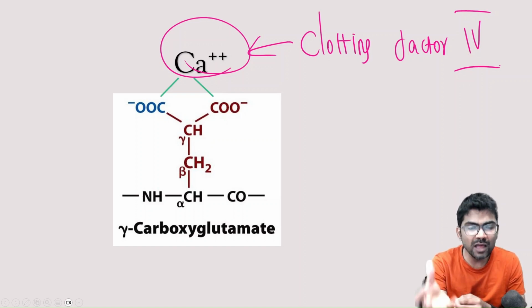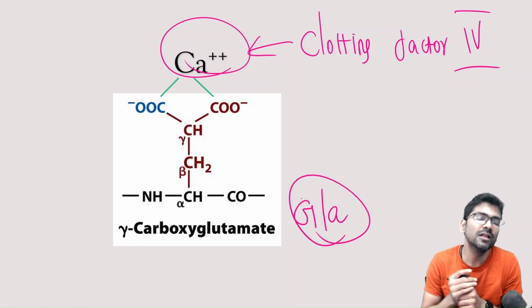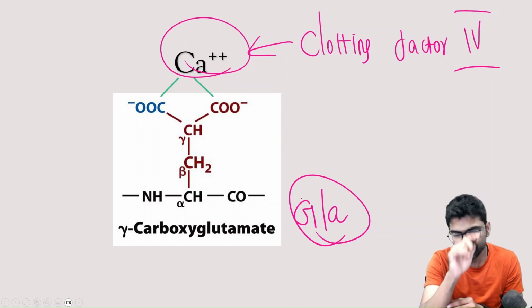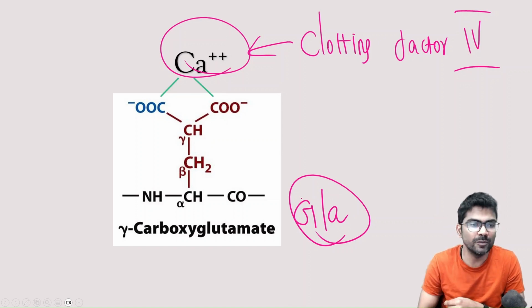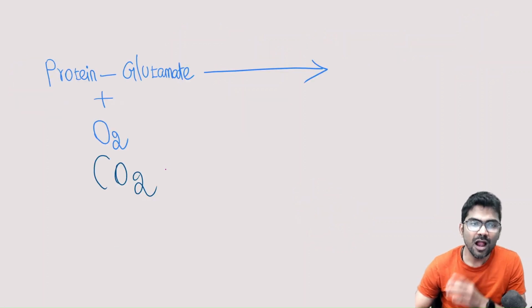In the bone also you have calcium, right? So gamma carboxyglutamate, that is GLA. Hereafter we will call this GLA. GLA is needed for binding to calcium. That is why we are adding one more carboxyl group. Remember this important point.